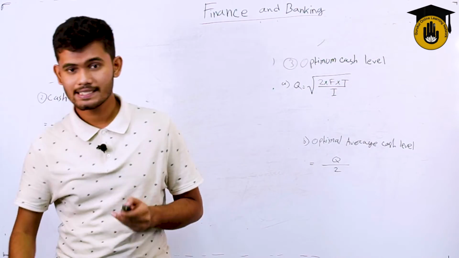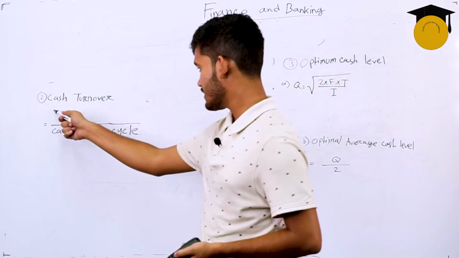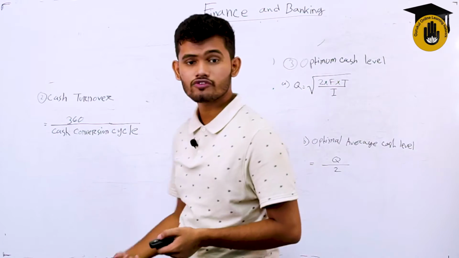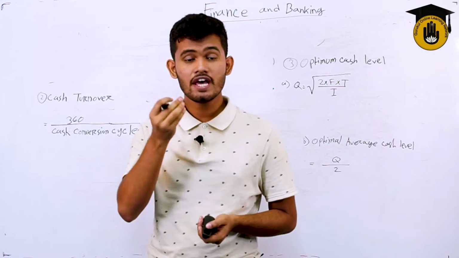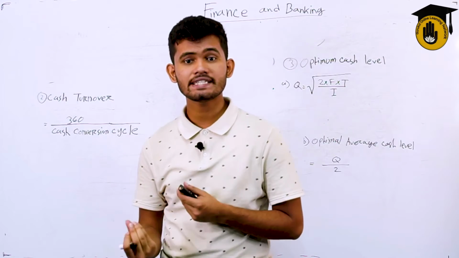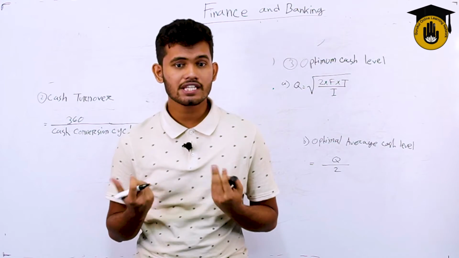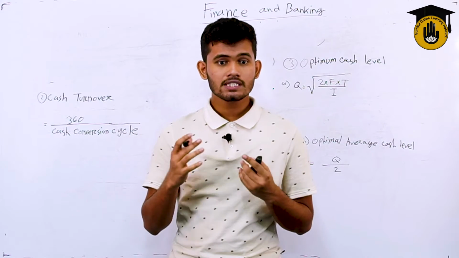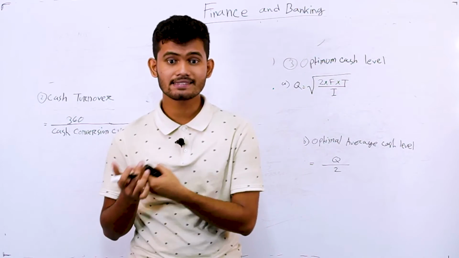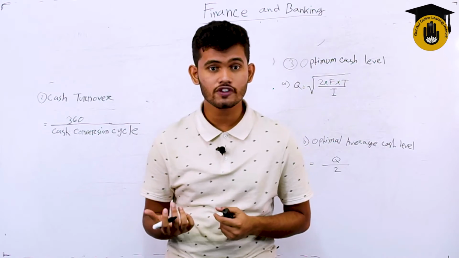So, secondly, let's see what's a cash turnover here. Cash turnover, 360 into conversion cycle. That's the basic formula. So let's talk about cash turnover. What's a cash turnover? Cash turnover indicates how many times in a year the cash conversion cycle occurs. What's a cash conversion cycle? Cash conversion cycle works like, suppose inventory conversion period plus receivable conversion period, minus accounts payable conversion period.